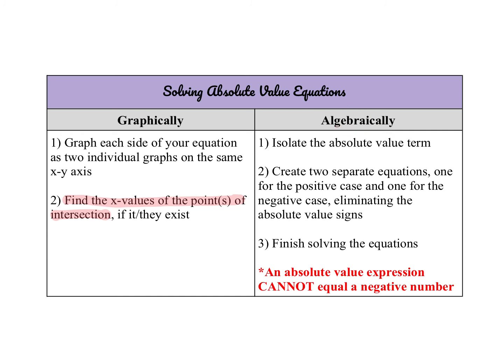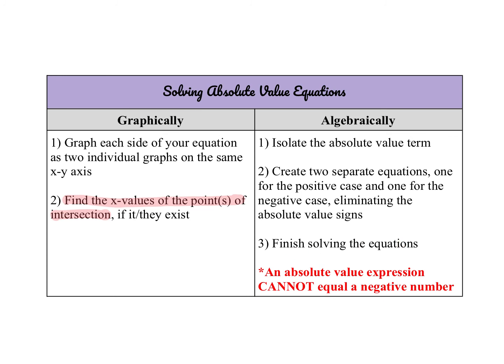If we're solving algebraically, we're going to first isolate the absolute value term. So we're going to remove anything that's not within the absolute value term. And then once we've done that, we can create two separate equations, one for the positive case and one for the negative case, which would eliminate our absolute value signs. And then we just finish solving.